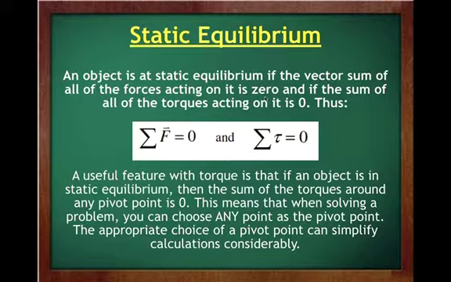Okay. Now again, what we're noting here is that a useful feature with torque is that if an object is in static equilibrium, then the sum of the torques around any pivot point is zero. So what that means is as we go through a problem, we can decide what point we want to be the pivot point. By looking at what forces are acting on objects at different points, we might say, wait a minute, if we choose this as a pivot point, it gives us a better value of some of our torques being zero, and we don't have to do so many calculations, versus choosing another pivot point where you actually have to do more work. So just keep that in mind as we go through these problems, all right?